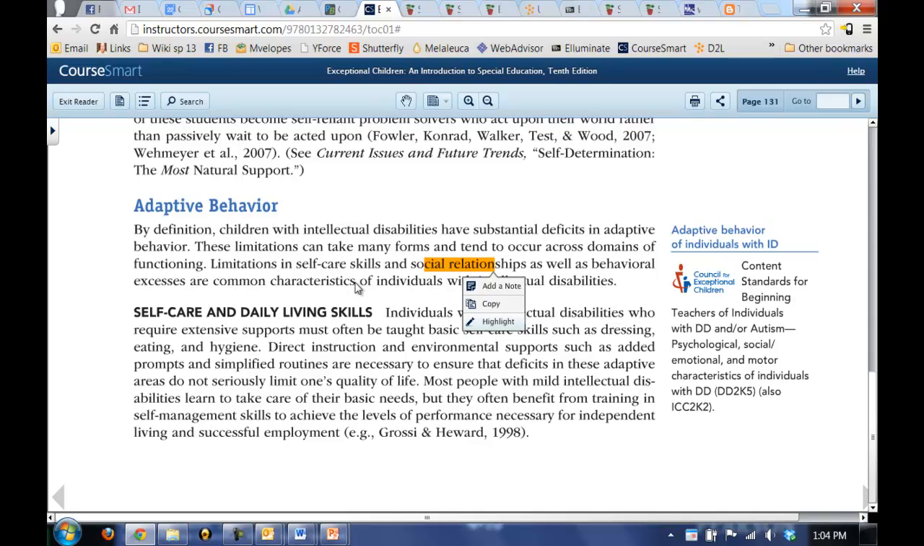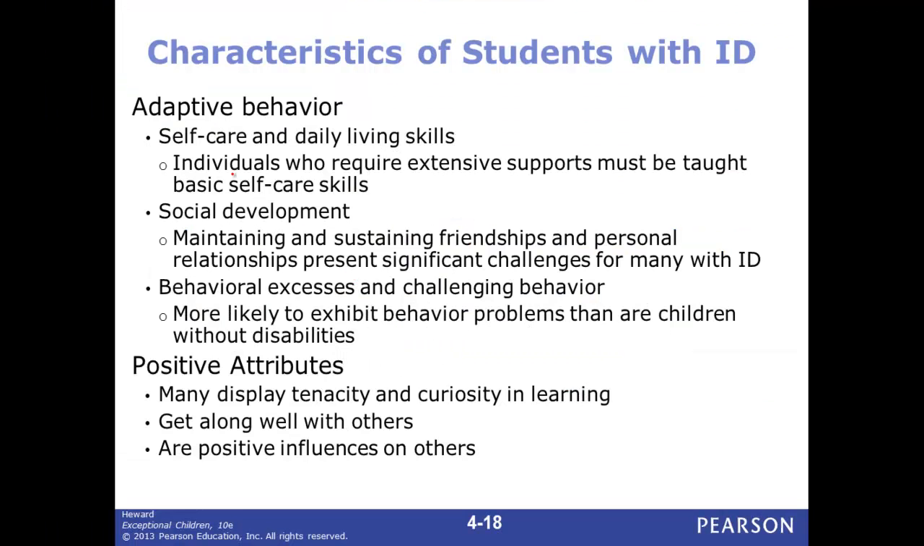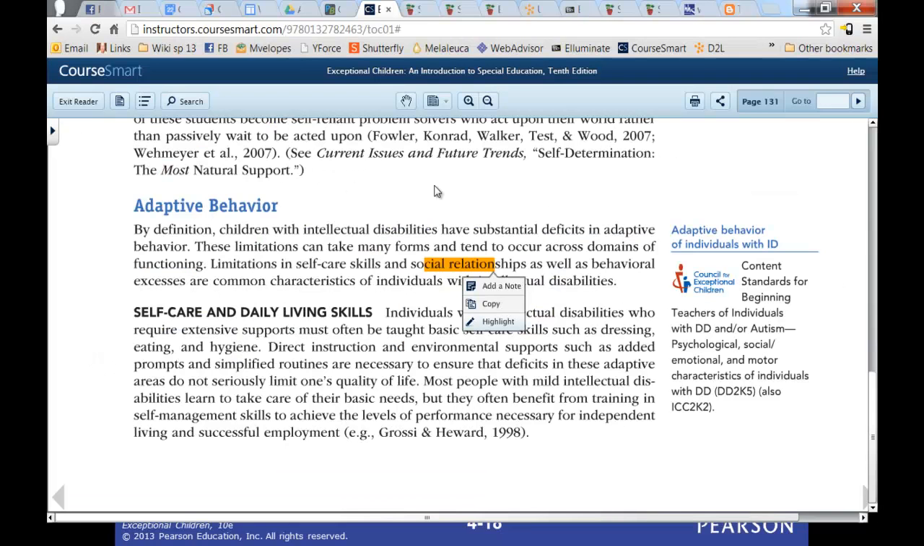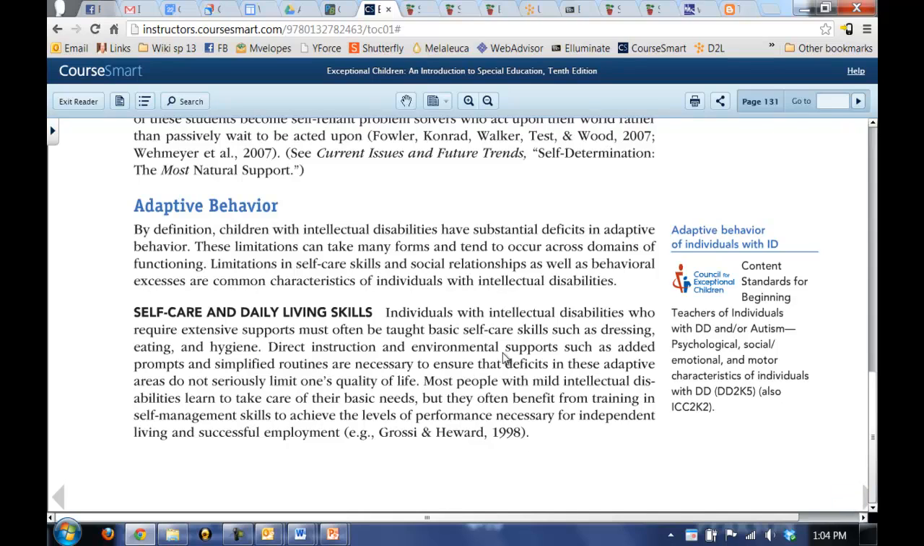So what do those look like? Same deal here. Self-care, social development, and behavioral excesses. And they each have a line here: require extensive effort, must be taught basic self-care. And so let me go back here, and this I want you to contribute here, such as dressing, eating, and hygiene. I want you to talk more specifically about each of these.